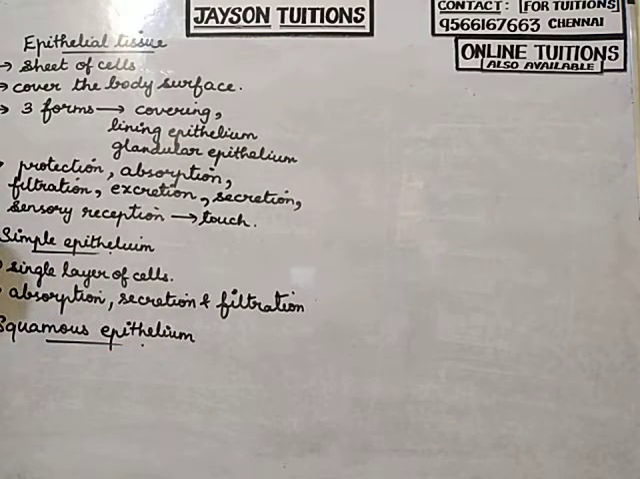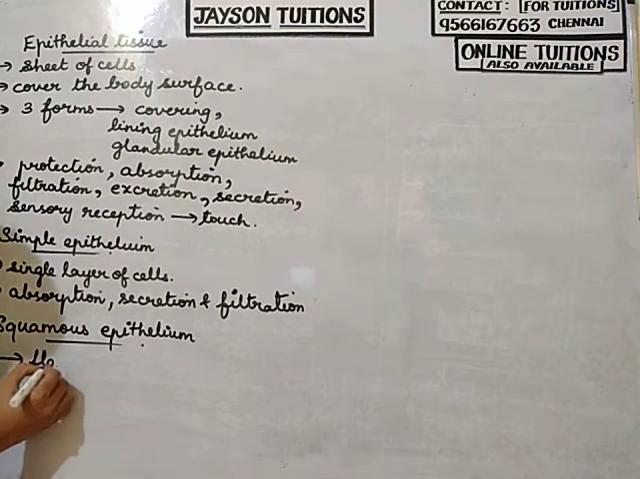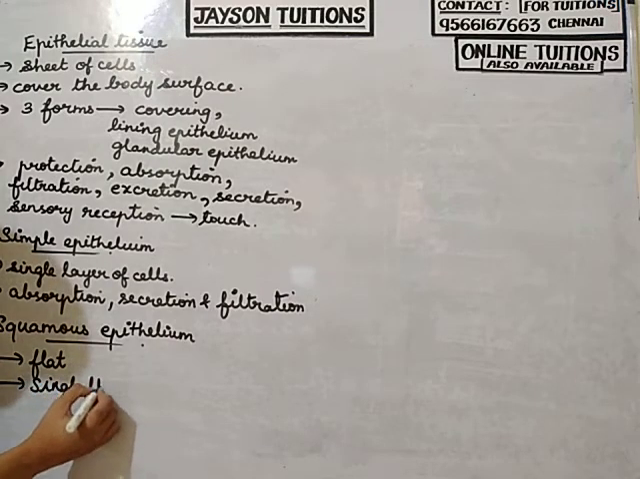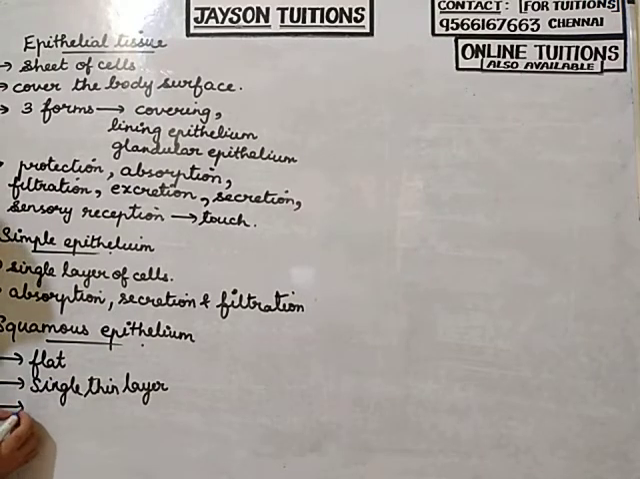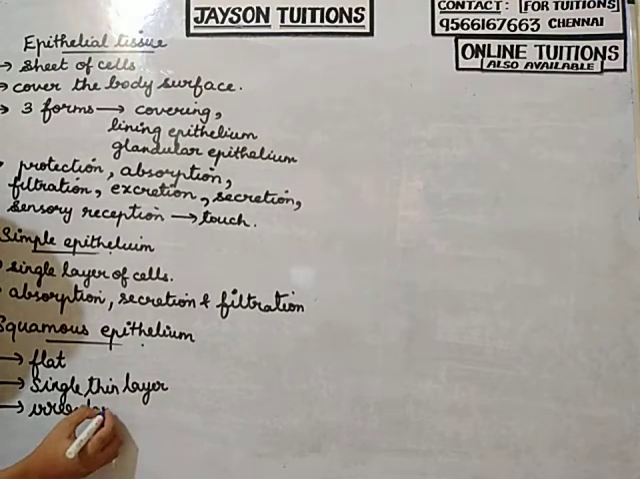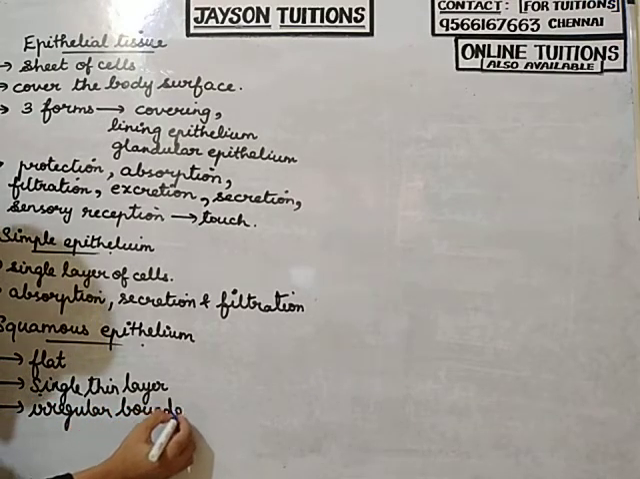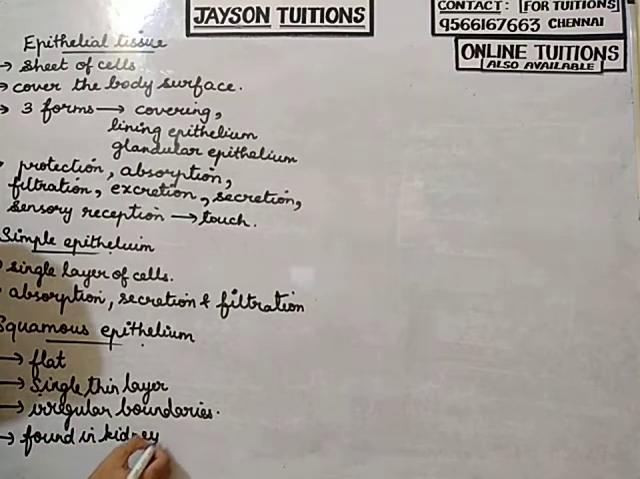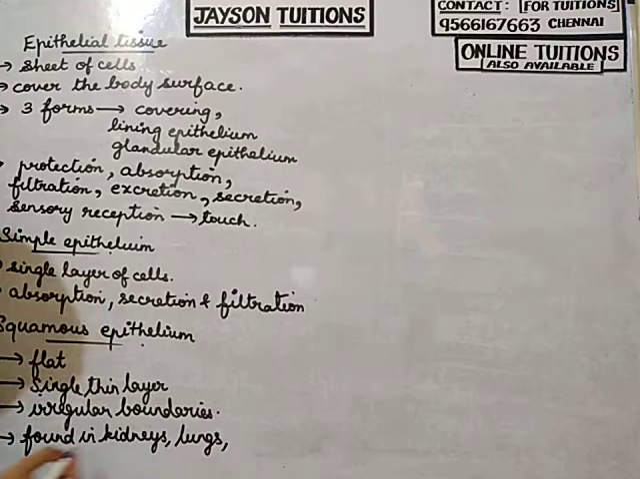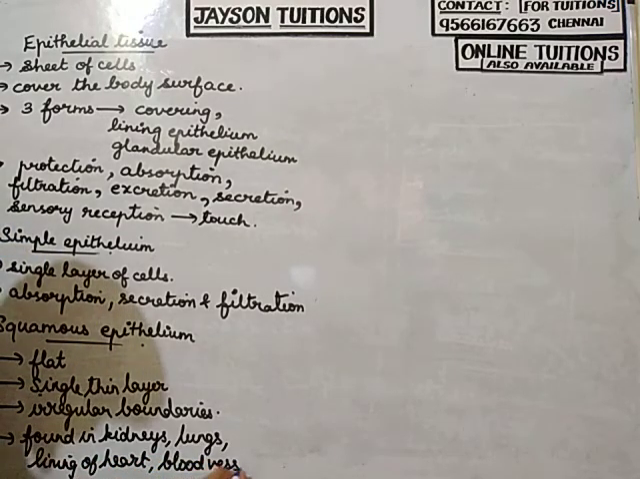So how will this squamous epithelium be? It is flat in shape. It is flat and it is a single thin layer. It has irregular boundaries. So where are they found? They are found in kidneys, lungs, lining of the heart, blood vessels, etc. So in all these parts they are found.